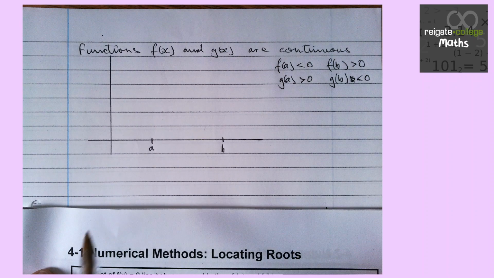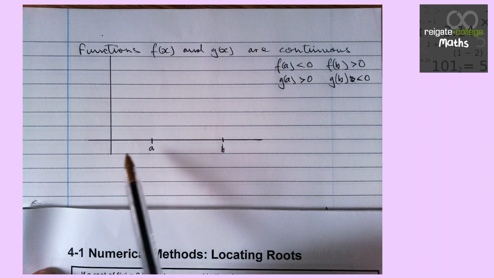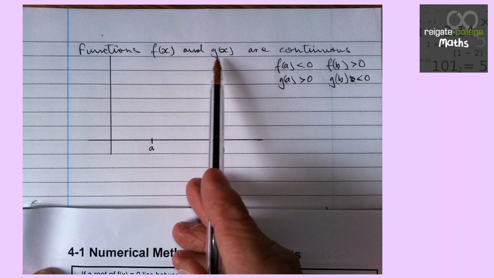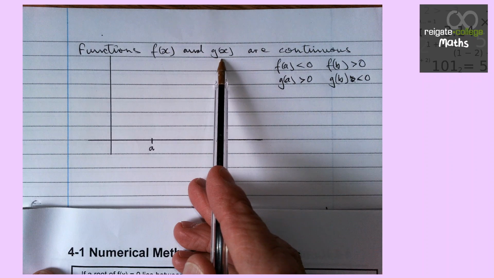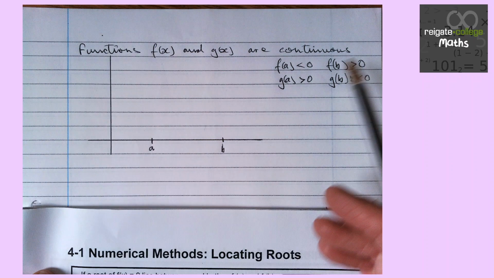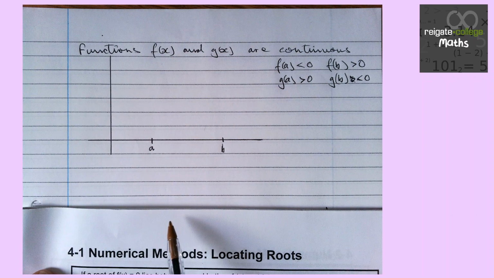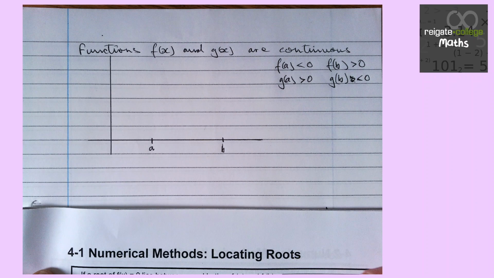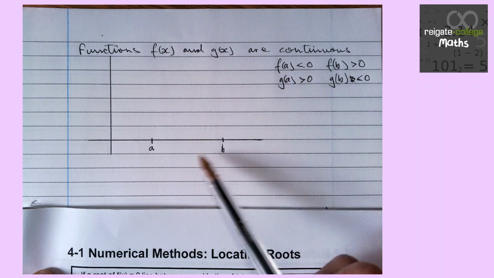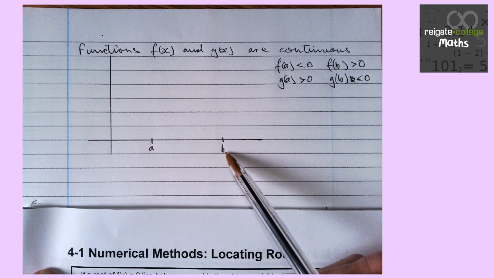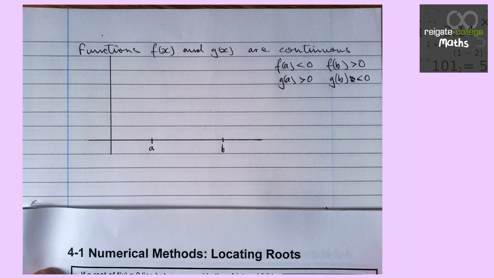So what we're going to consider is two functions, f of x and g of x, and we're going to say that they're continuous. That means that they don't have any breaks in them. We'll just have a look at what that really means in a moment. And I'm going to say for two values of x, a and b, f of a is less than 0 and f of b is greater than 0.